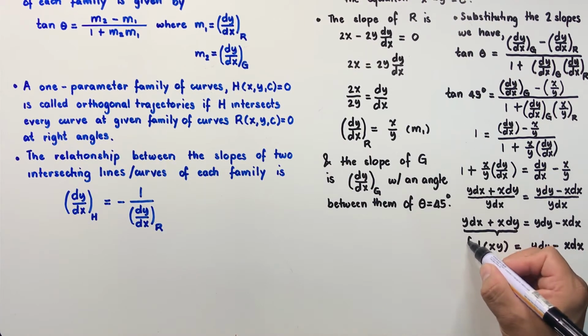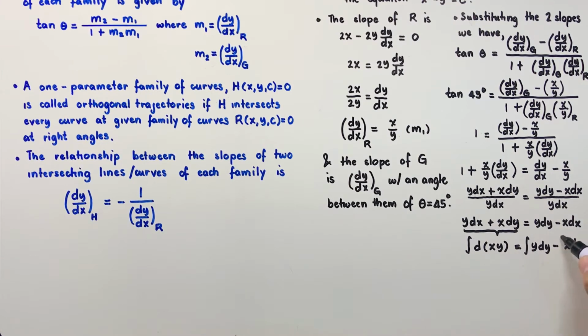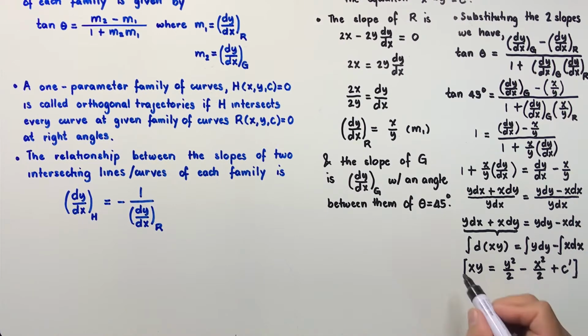And integrating each term in this equation, we have xy, which is equal to y squared over 2 minus x squared over 2 plus the constant of integration c prime. So multiplying both sides of the equation by 2 so that we can eliminate these 2 in the denominators, we have 2xy, which is equal to y squared minus x squared plus 2c prime.